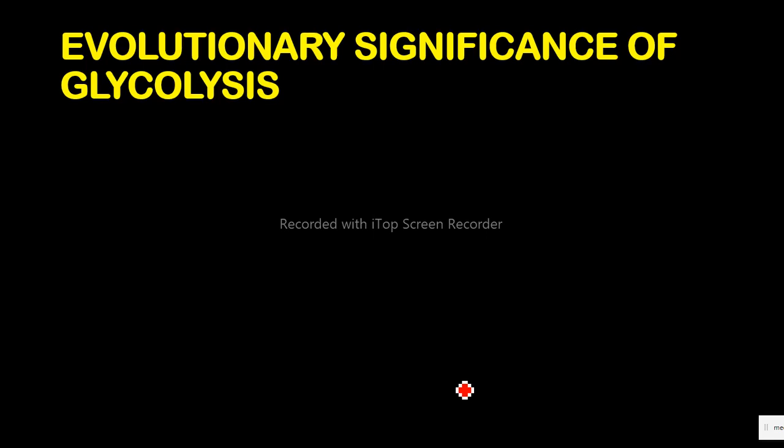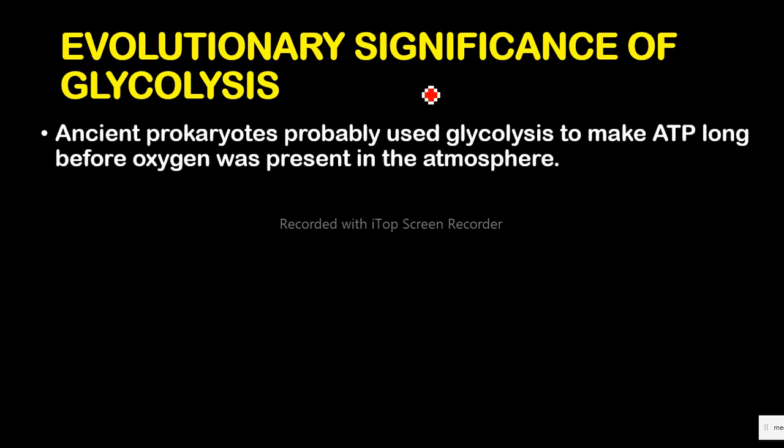how can you use it as a basis of evolution? And it is so interesting. If you've ever heard of the endosymbiotic theory, then you can agree with me. Basing on these evidences. Number one, the ancient prokaryotes probably used glycolysis to make ATP. Why? Because the ancient atmosphere was oxygen deficient.